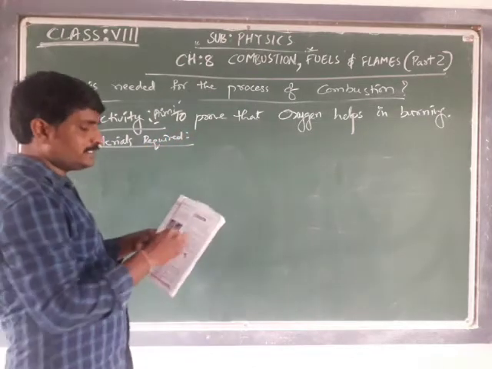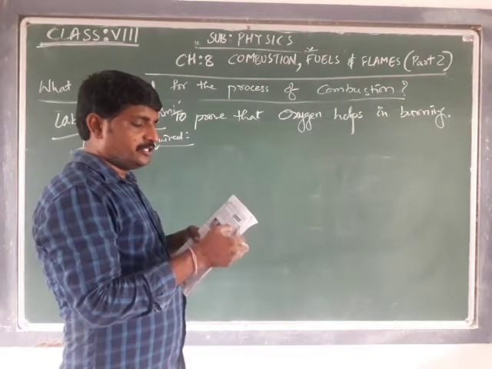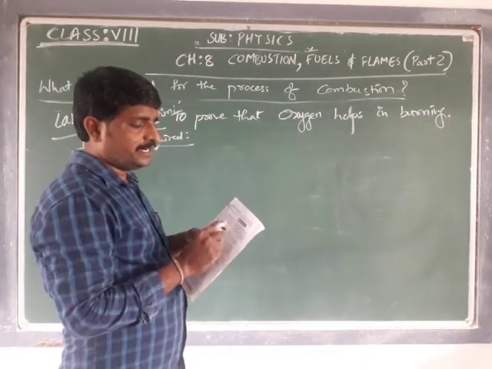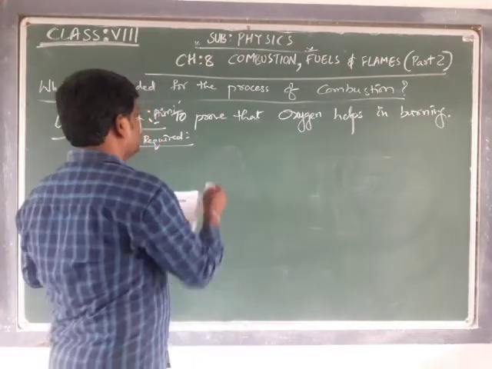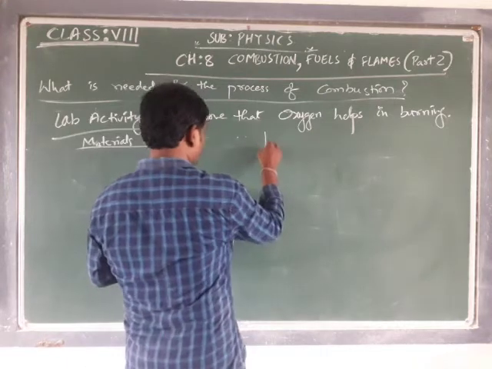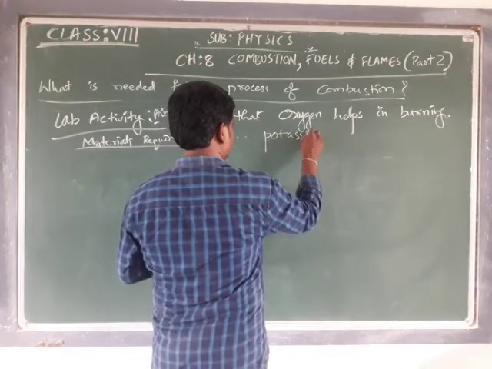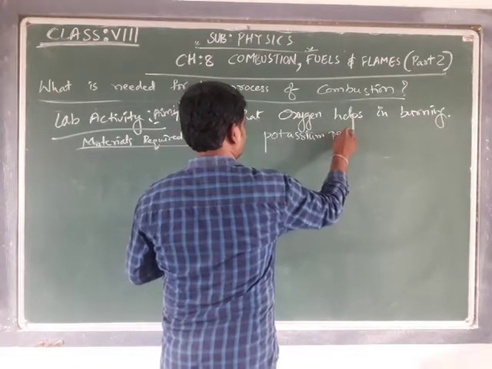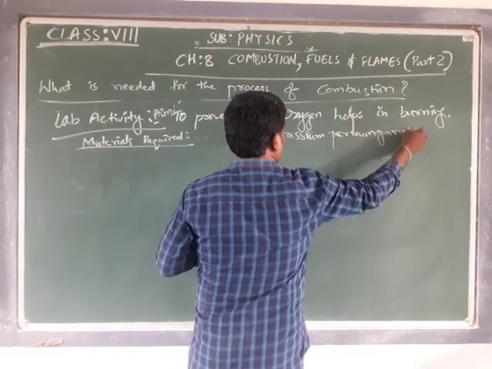The materials required: a test tube, a test tube holder, a spirit lamp, a matchbox, an incense stick, that is agarbatti, and potassium permanganate crystals. Apart from all, the main substance is potassium permanganate crystals.